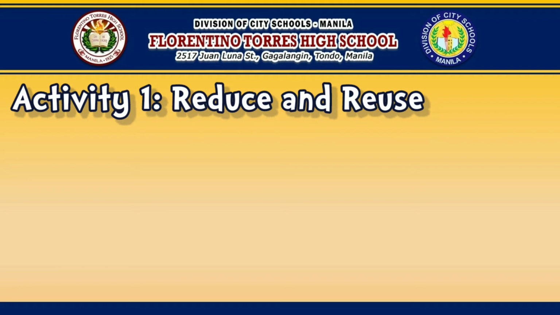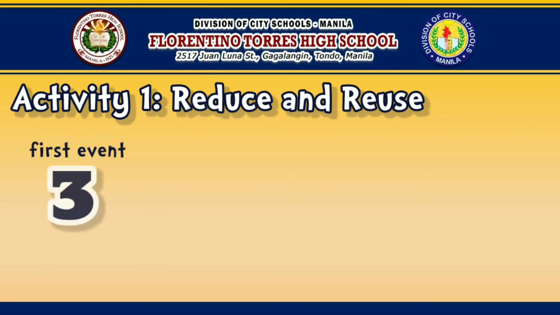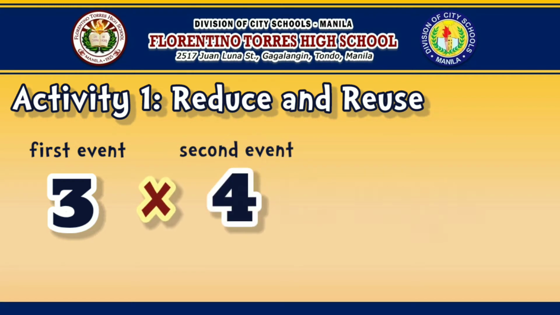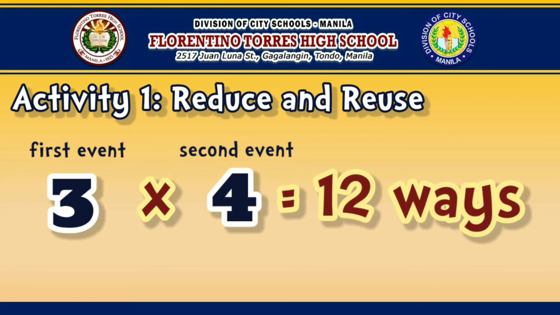Now, let's solve. On the first event, we have 3. And on the second event, we have 4. So, 3 times 4 is equal to 12. Therefore, there are 12 ways of doing the first and the second event by reducing and reusing.